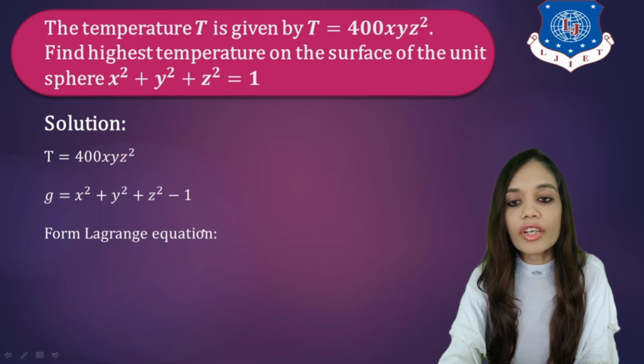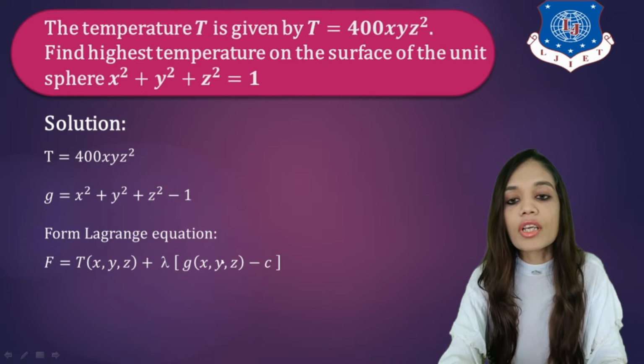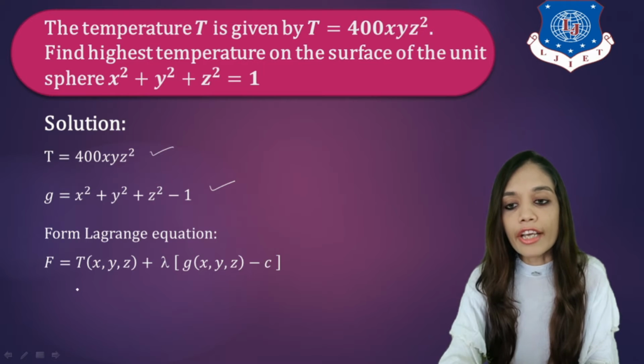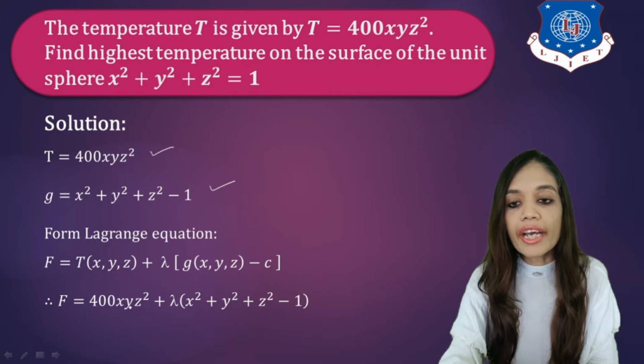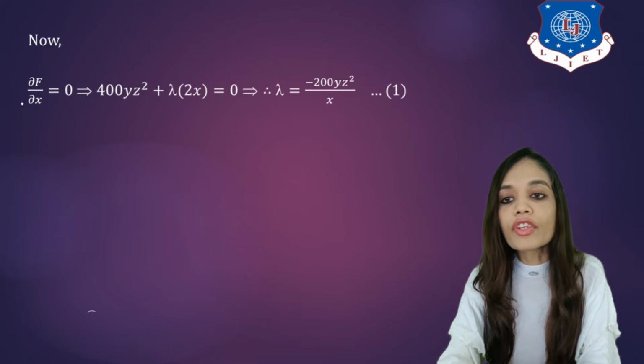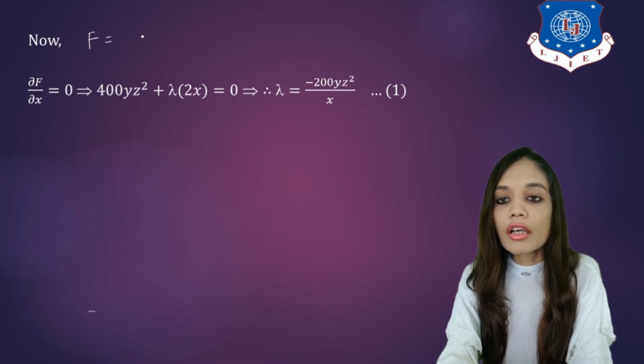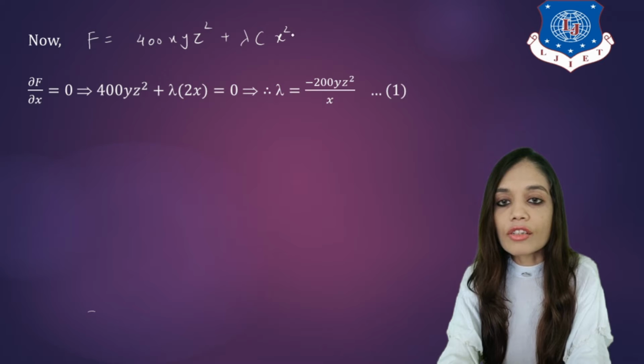Now from Lagrange equation, F is equal to T of x, y, z plus lambda times g of x, y, z minus c. So we will put these two equations now. So therefore, F will be equal to 400 x y z square plus lambda times x square plus y square plus z square minus 1. Now we have to find the partial derivatives of F with respect to x, then y and z. So our F is what? 400 x y z square plus lambda times x square plus y square plus z square minus 1.